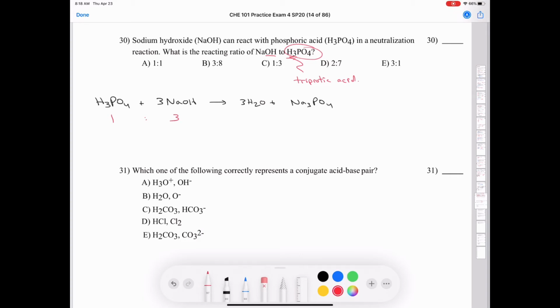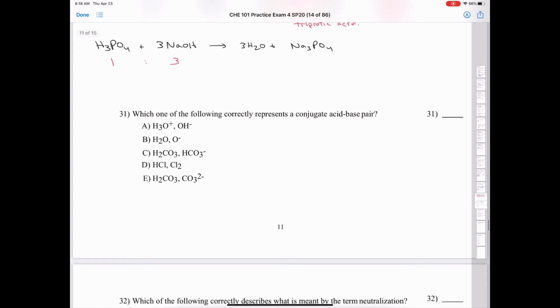Now, they're asking you for the reacting ratio of sodium hydroxide to phosphoric acid. You can see there's 1 to 3 and 3 to 1, so you have to read the question carefully. Base to acid, sodium hydroxide to phosphoric acid, is 3 to 1. Therefore, the answer is E.